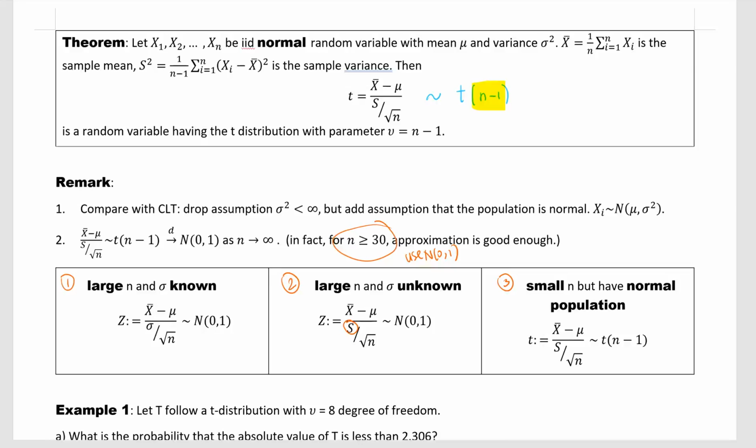Third case, if we have a small n, meaning n is less than 30, but we have a normal population, then we use the t-distribution to calculate. We also use s because we don't know sigma. In this case, we have the t-distribution with degrees of freedom n minus 1. The degree of freedom is really important because it determines which row of the t-table we're going to use.